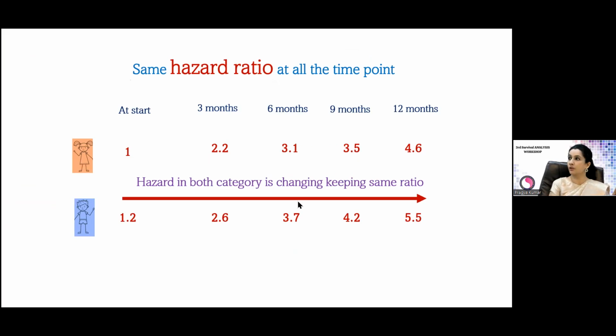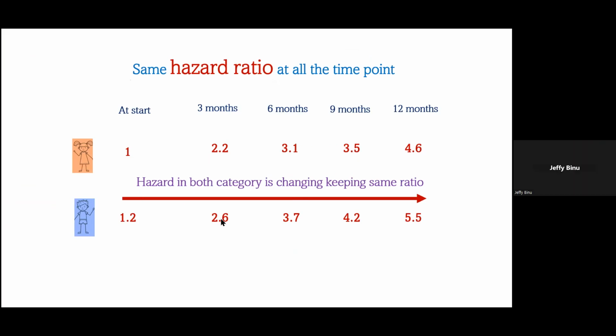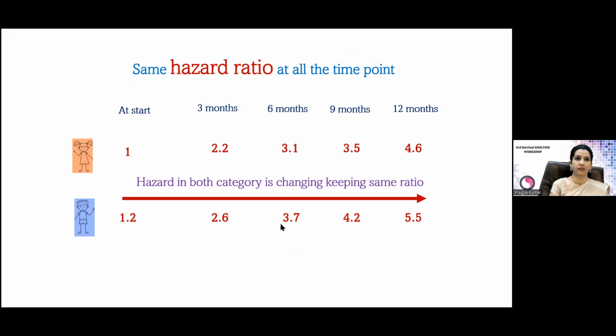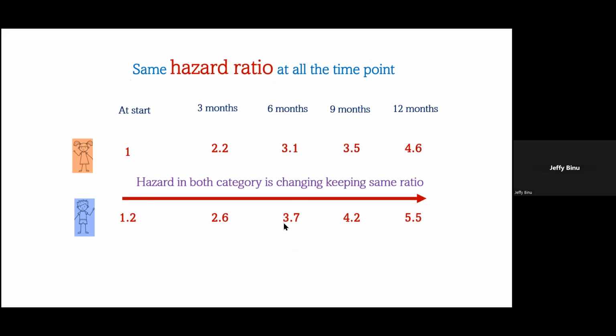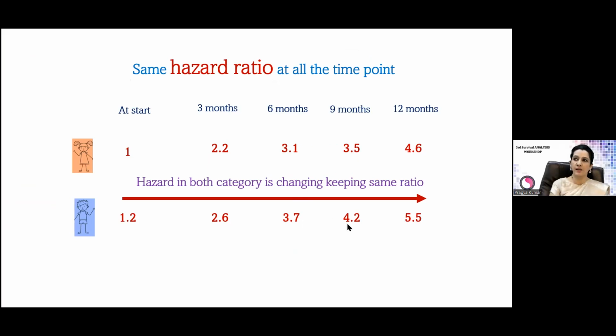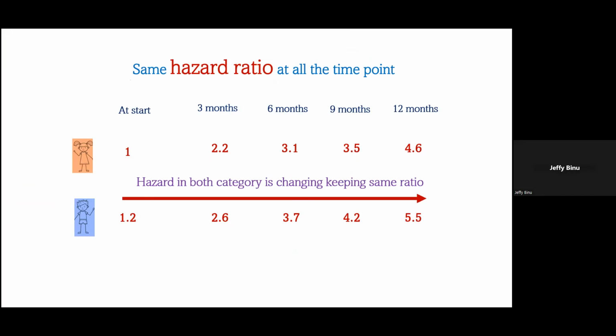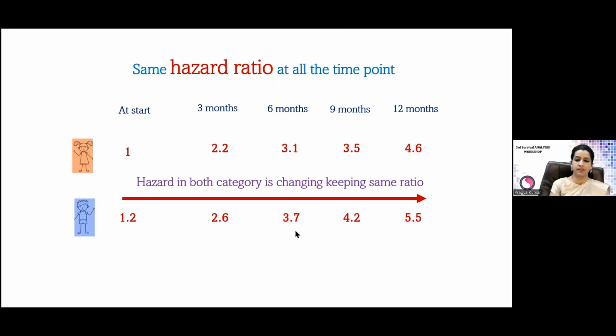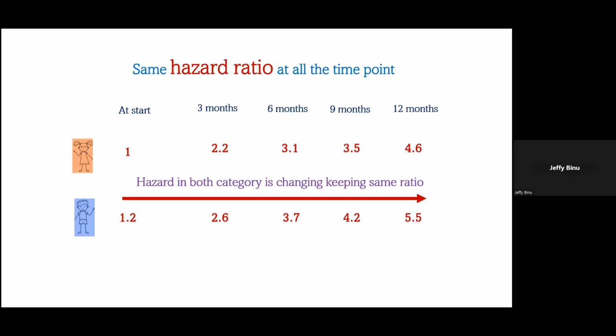So what is the value? 1.18. So it is nearly 1.2. Or then 3.7 by 3.1. What will be the value? 1.19. Agree? 4.2 divided by 3.5? 1.2. Okay. So you can agree. You can see that there is the same hazard ratio across all time points. Can you see this? Yeah.